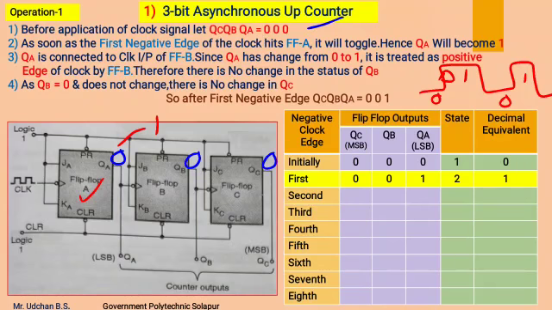Therefore, its output will not get changed as it is negative edge triggered. So this 0 will remain as a 0 itself.